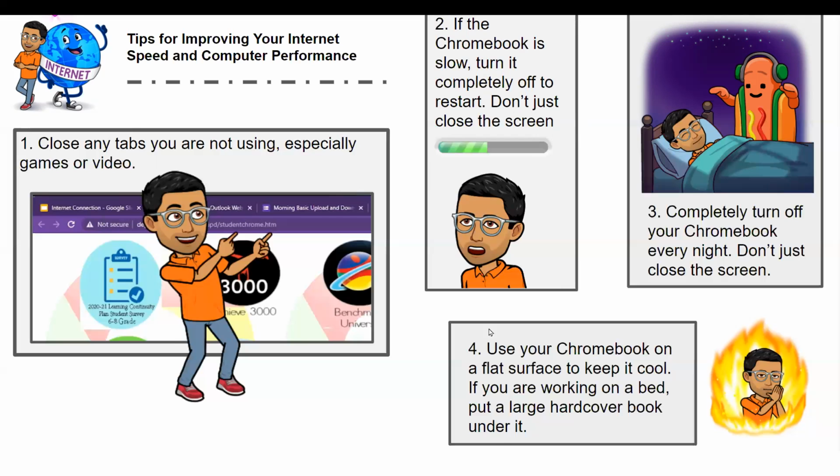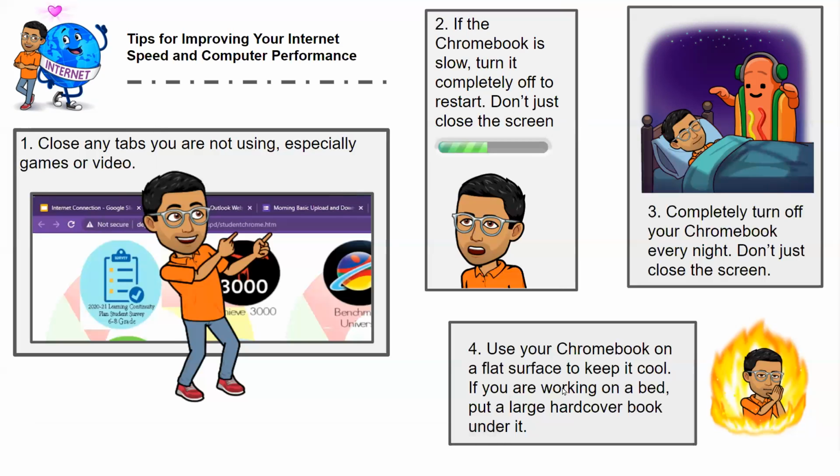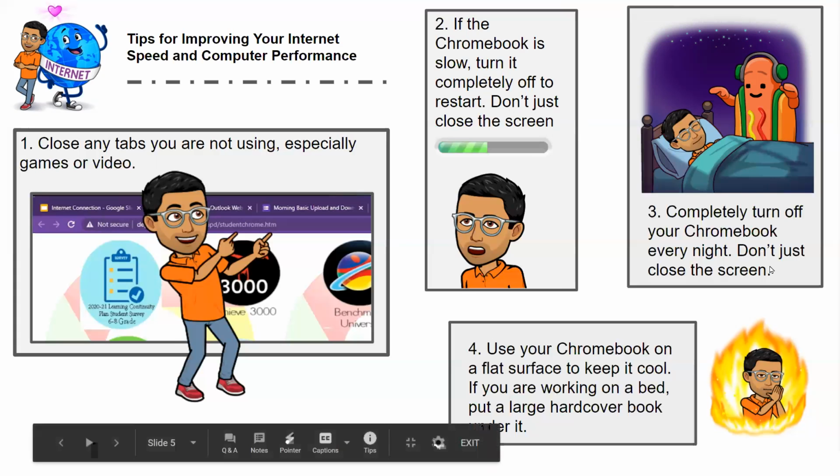Use your Chromebook on a flat surface to keep it cool. A lot of the kids like to work on their bed, which is good, but they could just put a hardcover book underneath it to make sure that the vent is letting it cool off. And then finally, little things like turning off the Chromebook every night and not just closing the screen.